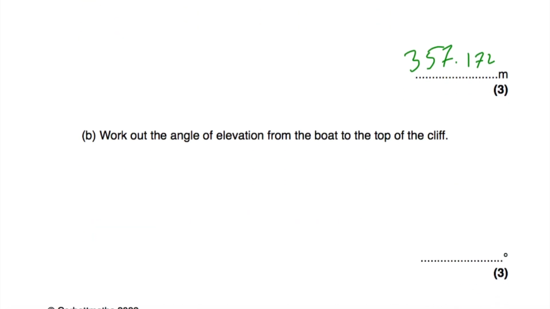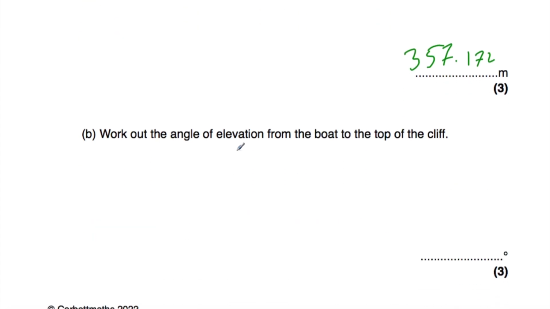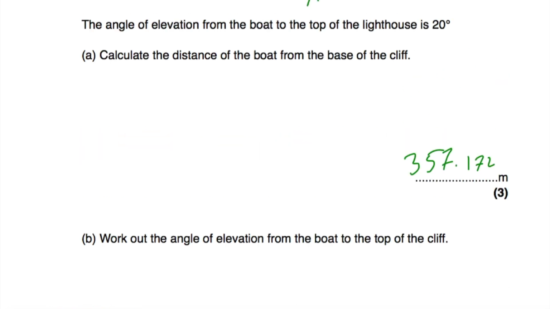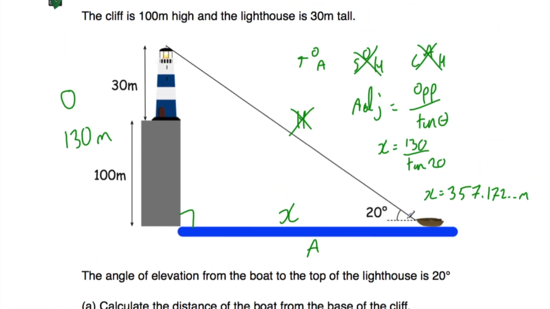Okay, part B. So part B says work out the angle of elevation from the boat to the top of the cliff. So if we go back up, well, we know the angle of elevation from the boat to the top of the lighthouse, but we want to find the angle of elevation from the boat to the top of the cliff. So let's draw a line from the boat to the top of the cliff. So we want to find that angle of elevation. Now what's fantastic here is we know the distance from the boat to the base of the cliff.